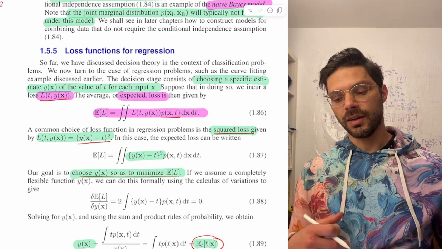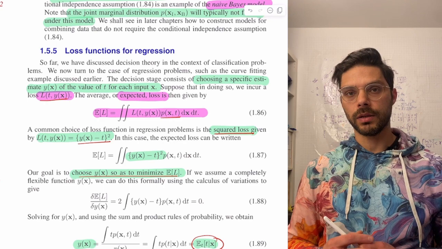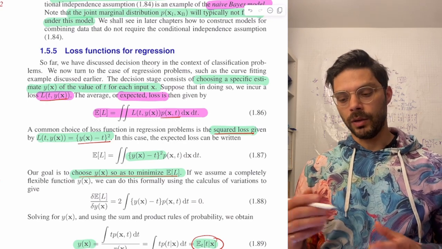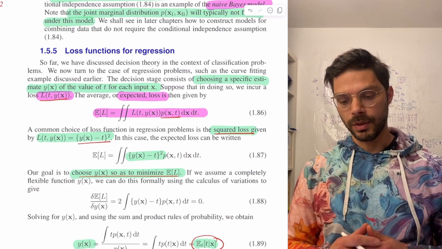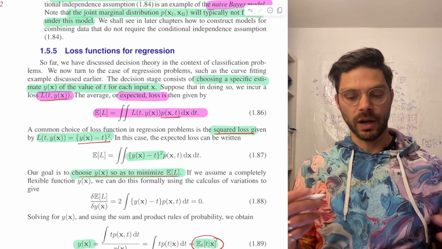We'll discuss the most common notion of the loss, which is the squared loss. You'll see what that is. And then at the very end, we'll talk about a couple of other possibilities. And I'm sure that later on in the book, as we use these concepts, you'll see other ones come up as well.